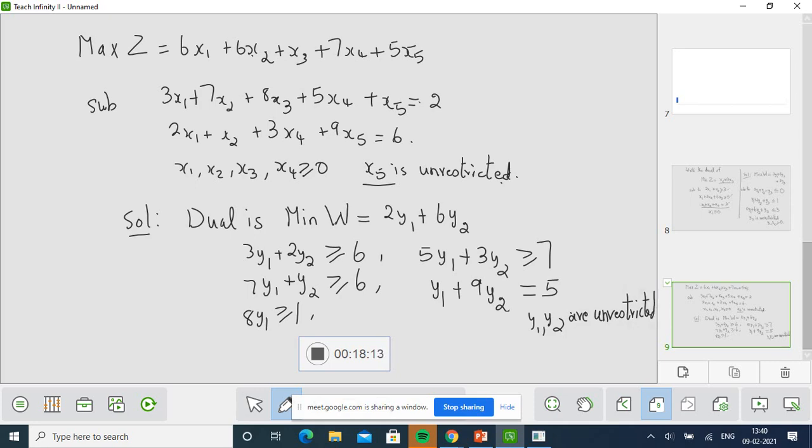So this is the only problem where we have used all the facts. Maximization becomes minimization, minimization becomes maximization. The number of variables there become the number of constraints here. The number of constraints there become the number of variables. If a particular variable is unrestricted, the corresponding constraint becomes an equality. So all the changes required for writing the dual are incorporated in this one single example.